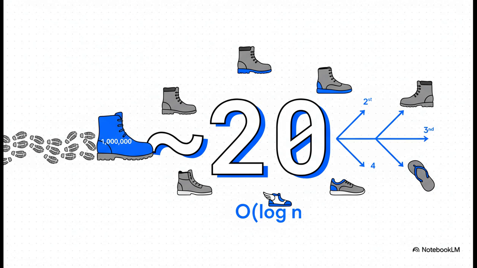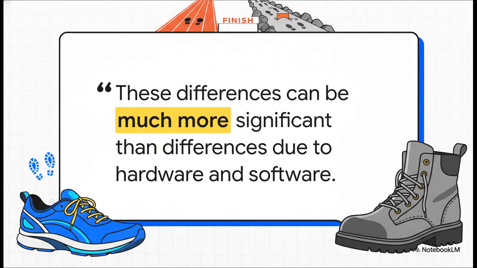That is the insane power of what computer scientists call logarithmic time, or O of log n. It means that even as your list gets gigantic, the number of steps it takes to search it barely even grows. And this is the most important part.